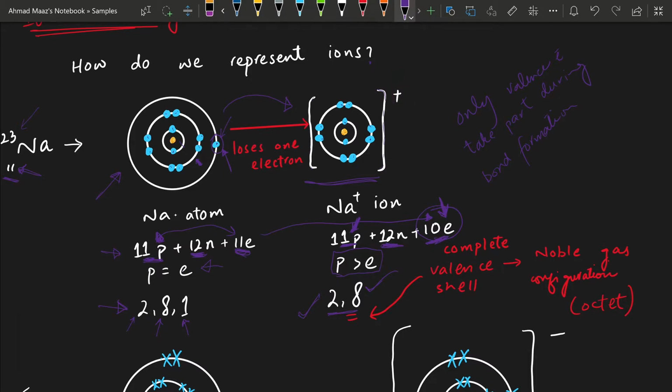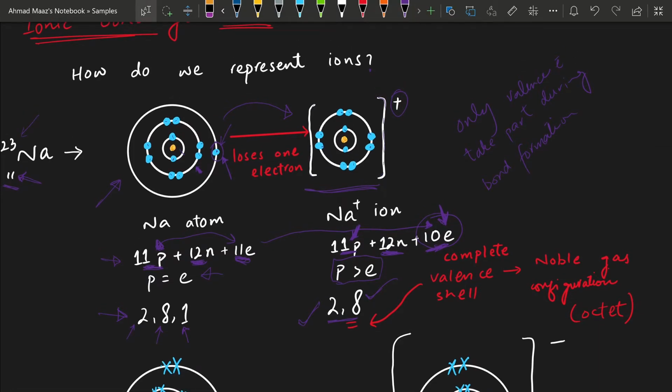But if it is 1, then we can only write positive. This is how sodium loses an electron and it becomes a sodium ion. Now this sodium ion has its valence shell complete. It has 8 electrons. Now this is the noble gas configuration. The octet is complete. That was the dream of sodium, to complete its octet, and it has done it.